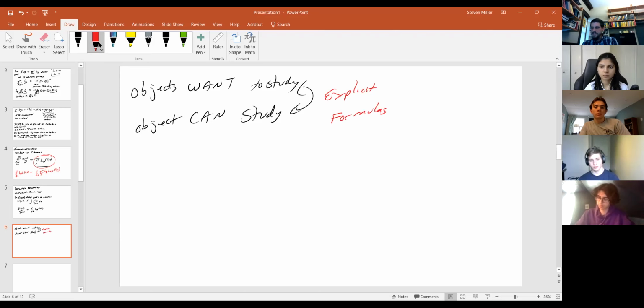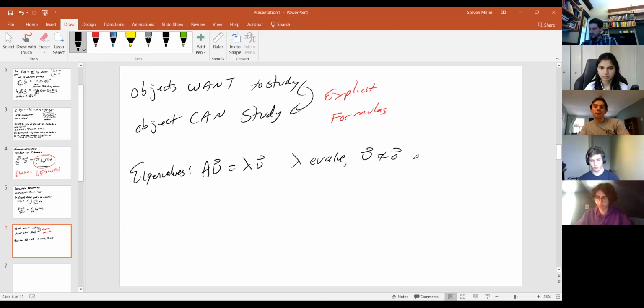And so one of the biggest examples of things that we want to study is eigenvalues. So if you have Av equals lambda v, then lambda is the eigenvalue, and the non-zero vector v is the eigenvector. And I will send a link to a video on random matrix theory, which is another one of the possible topics.